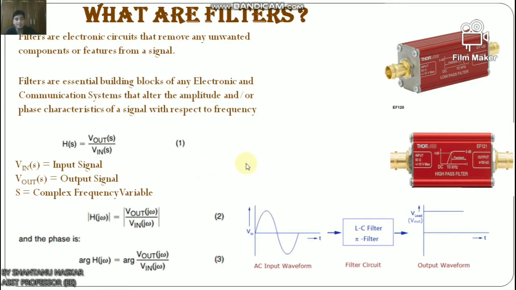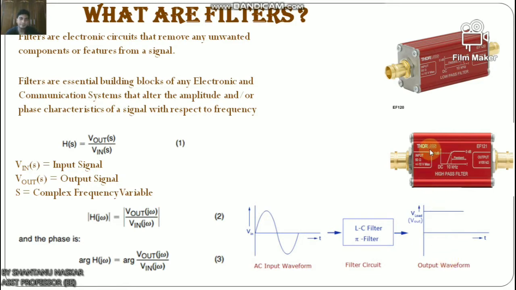By replacing the variable s in the above equation with j omega, where j is equal to root over -1 and omega is the radian frequency, which is 2 pi f, we can find the filter's effects on the magnitude and phase of the input signal. The magnitude is found by taking H(j omega) equals Vout(j omega) over Vin(j omega), and we can also write the phase. Look here, this is the block diagram of a filter circuit: AC input waveform, filter circuit, output waveform.